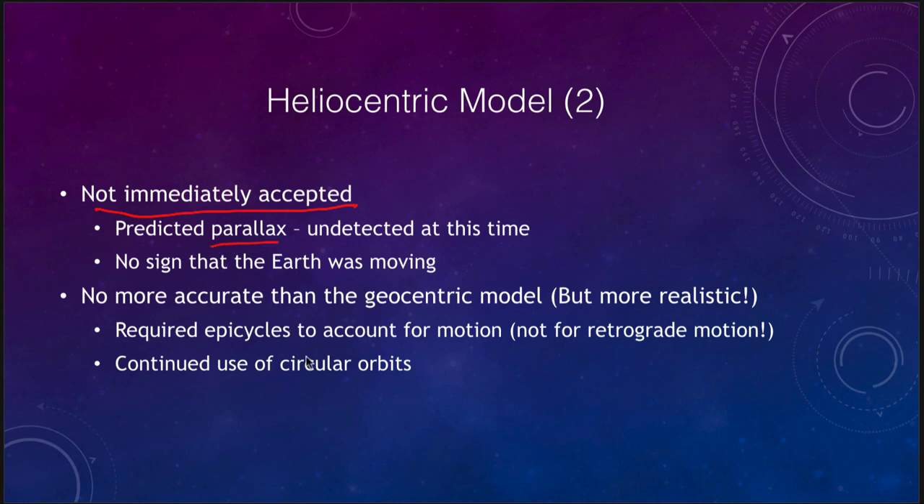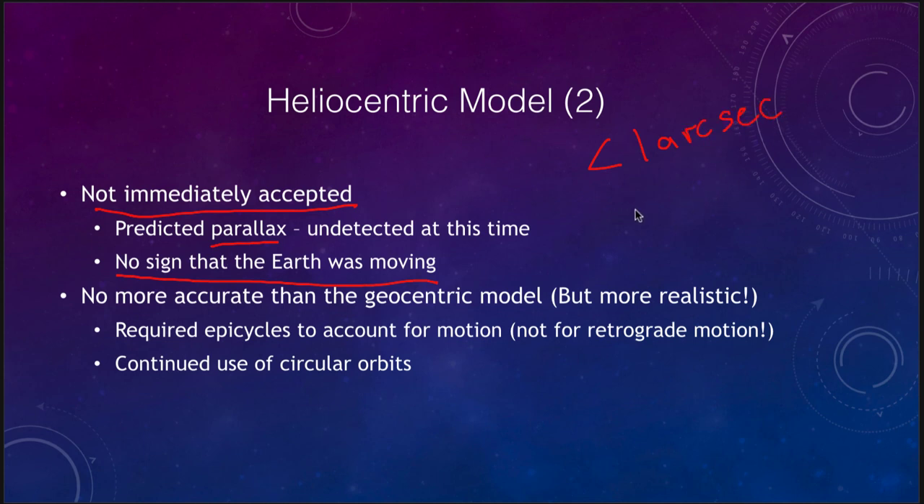One big reason is because parallax was not detected and there was no sign that the Earth had to be moving. So parallax was a prediction it made, but it was still undetectable at this time. The values for parallax were just too small. And in fact, the first parallax to be measured was less than one arc second.